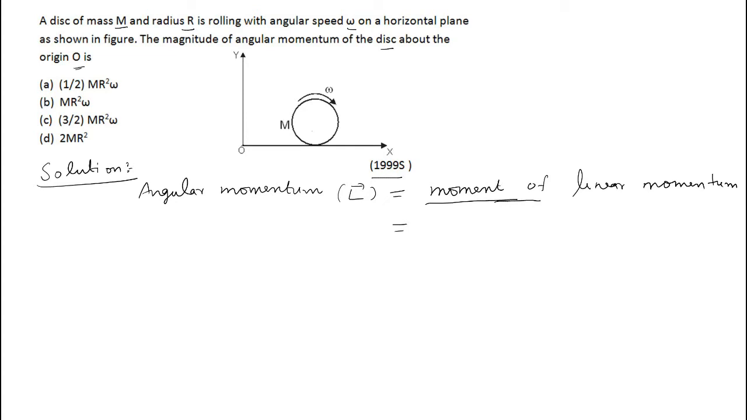Moment of force means force multiplied by distance. What distance? It is a particular distance. You can say a perpendicular distance also. We will just see that. So moment of linear momentum. The expression is L is equal to R cross P. It's a vector product of R and P. R is radius vector, P momentum vector, L angular momentum.